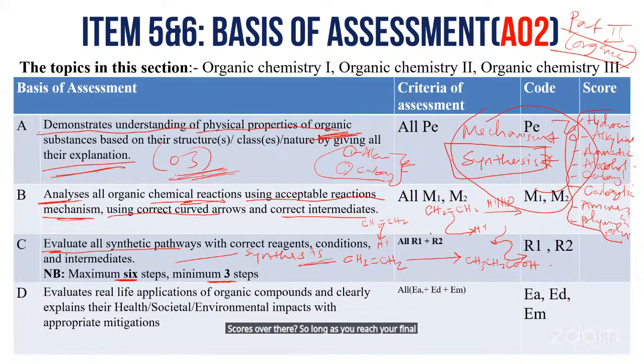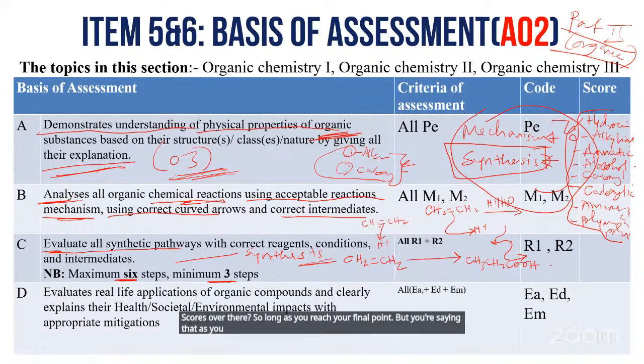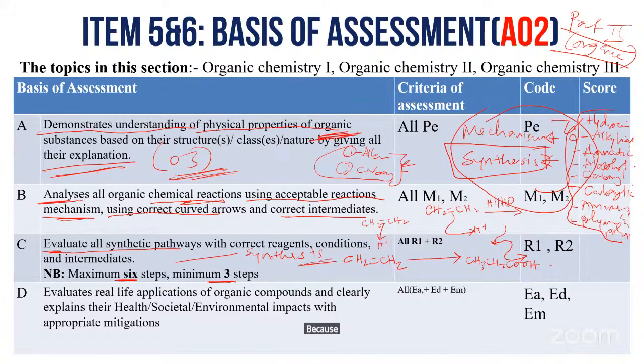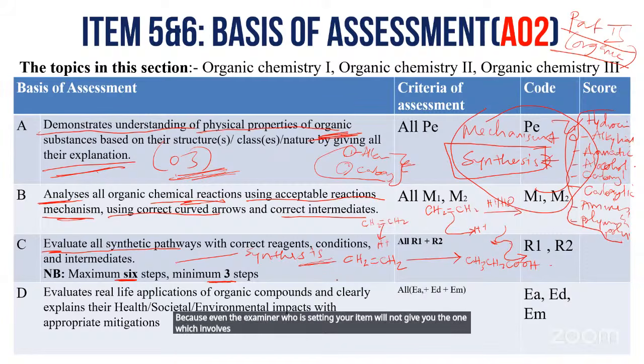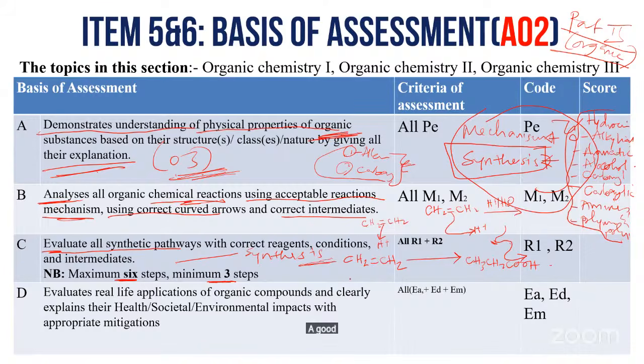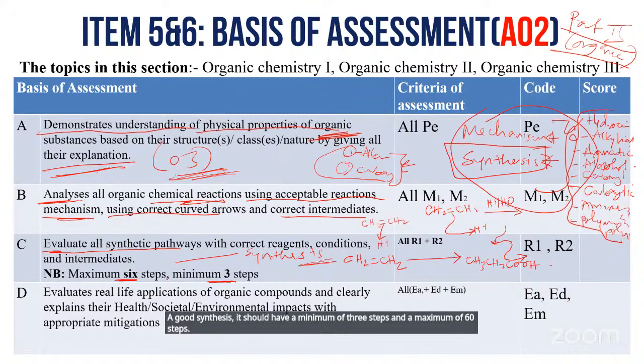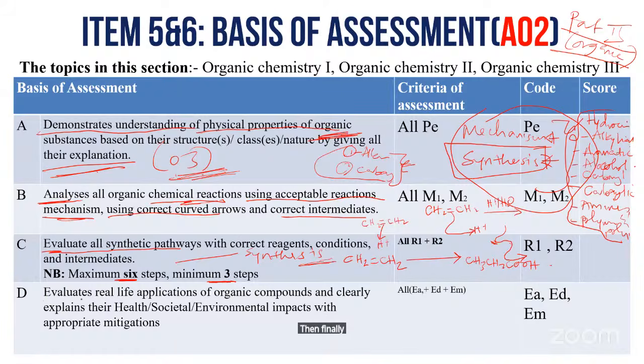But as you go through the many steps, don't go beyond 6, because even the examiner who is setting your item will not give you one which involves 10 steps. A good synthesis should have a minimum of 3 steps and a maximum of 6 steps. Then finally, we should be able to evaluate the real-life applications. This is one area, and this is the task I want to give each and every one.